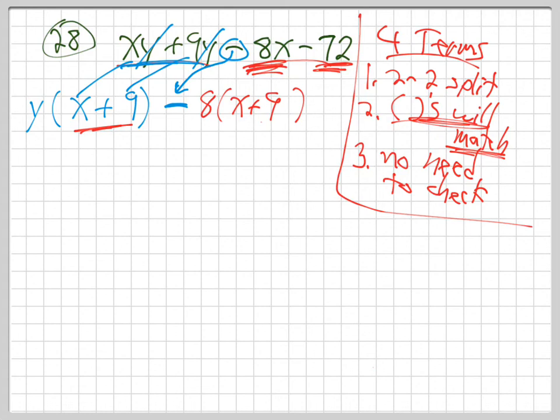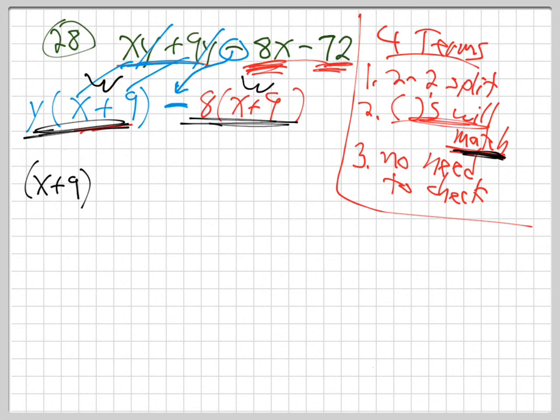How do we go forward? Well, we have this term and this term. And what do they both share in common? The parentheses x plus 9 is like a big W, right? They both have it because they will match. So you put the parentheses x plus 9 in the front. Remove it, start a new set of parentheses, bring down the leftover, y and minus 8.